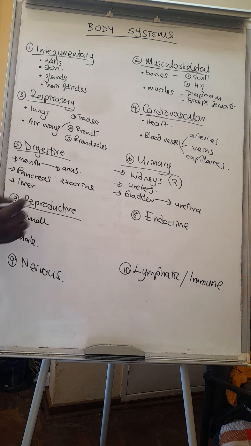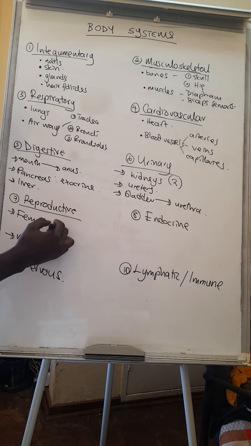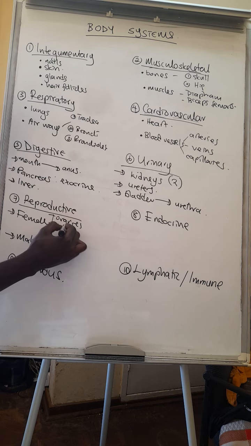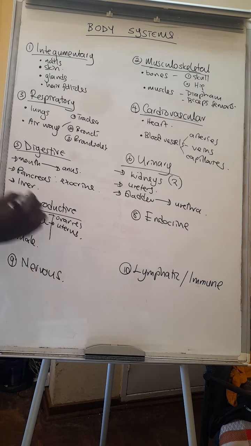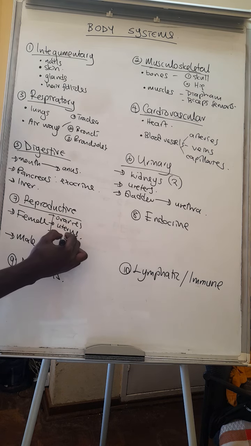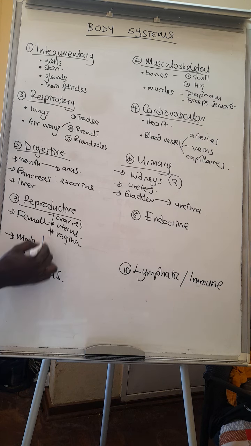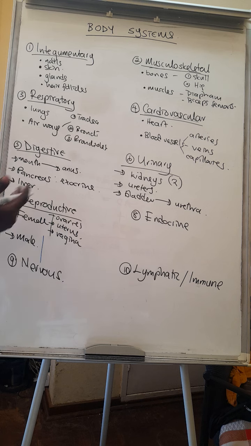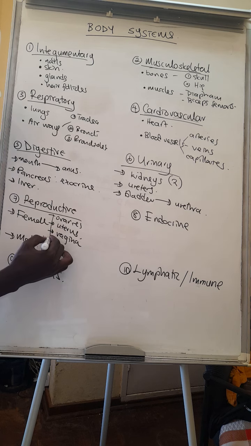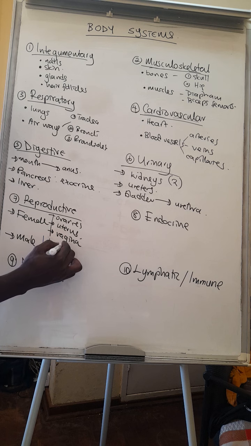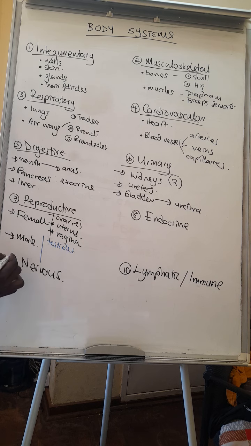So in the female reproductive system, we're focusing on the ovaries, the uterus, and the vagina. So that's for the female reproductive system. For the males, the gonads for the females are the ovaries. For the males, we focus on the testes, or say the testicles.